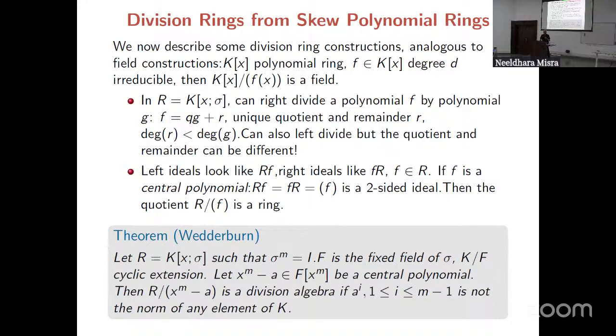Then if you take x to the m minus a, that will, for any a in F, be a central polynomial. So we can go modulo the ideal generated by x to the m minus a. It will turn out to be a division algebra if all the powers of a are not the norm of any element of K. So it's a very technical looking condition. So we need a condition like this because there are two fields involved.